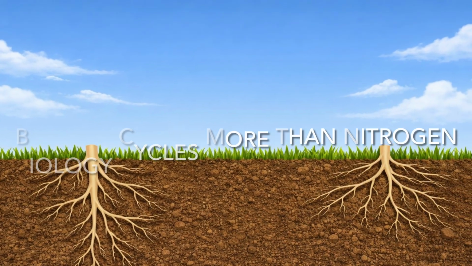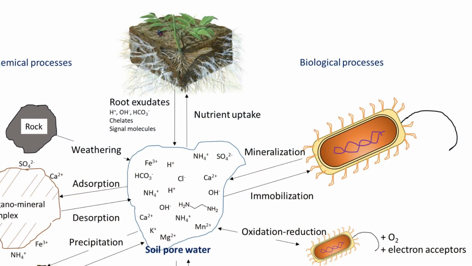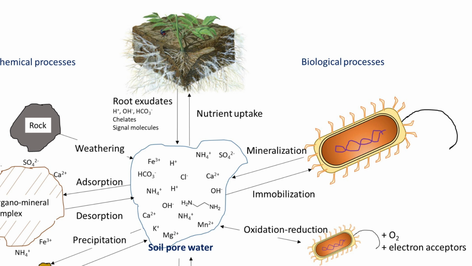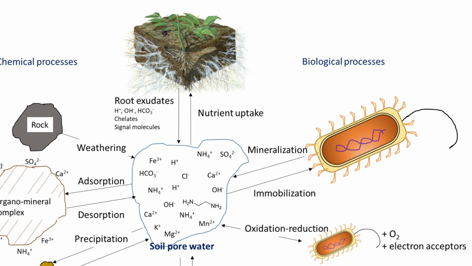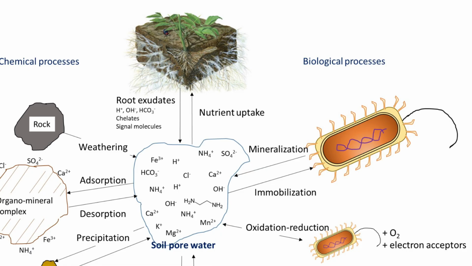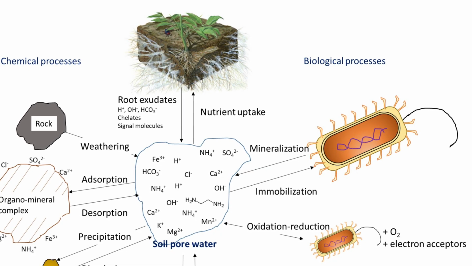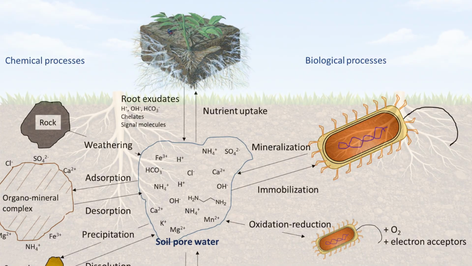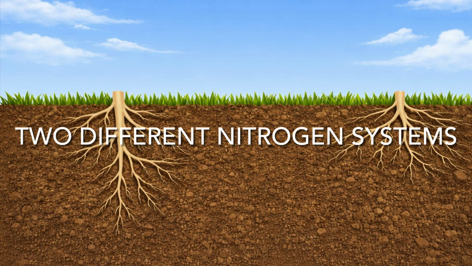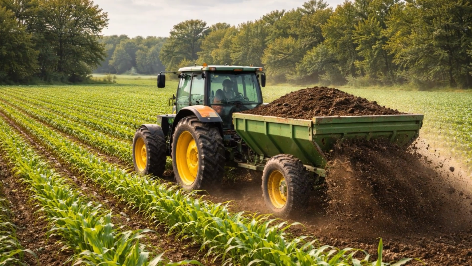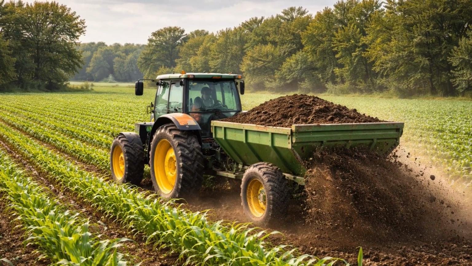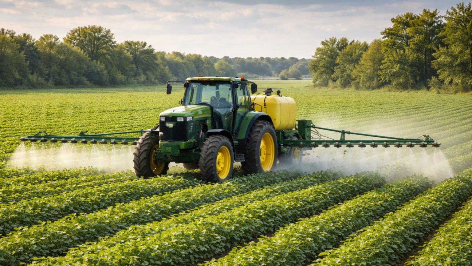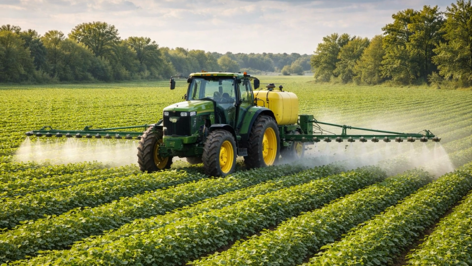Now, a quick little side note, biology cycles more than just nitrogen. Soil biology also helps cycle phosphorus, sulfur, and micronutrients. In a healthy system, nutrients are constantly being transformed and made available right in the root zone. Nitrogen gets the attention, but biology is cycling everything. In a biological system, nitrogen is cycled and released in sync with plant demand. In a purely chemical system, nitrogen is often applied and then lost through leaching, volatilization, or runoff.